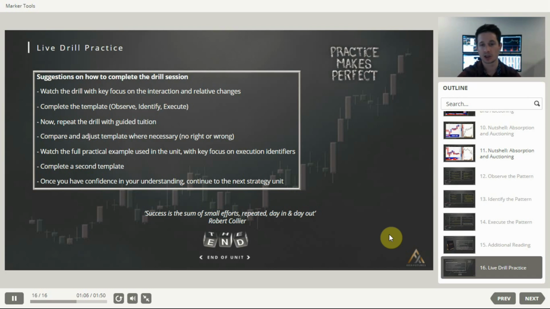Okay, then I suggest you go back and watch the full practical examples utilized within the unit, and again, focus on some of the key principles and focus on obviously the identifiers within each one of the template sections. Okay, again, complete a second template. This is for your own good. Lots of practice will get you good at completing this template. And once you've done that and you have confidence in the strategy and in the principles underlying that strategy, move on to the next unit. All right, that now wraps up Unit 6, Strategy 1. And we're going to finish off with the quote, which is that success is the sum of small efforts, repeated day in and day out.